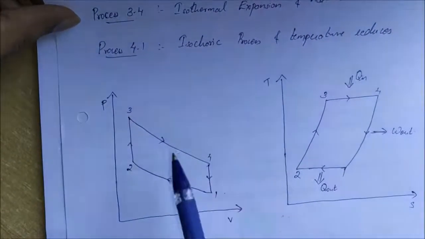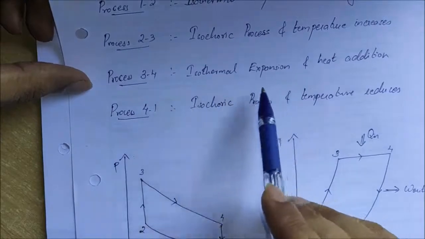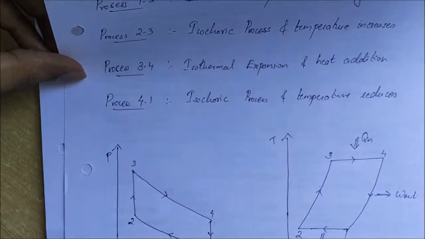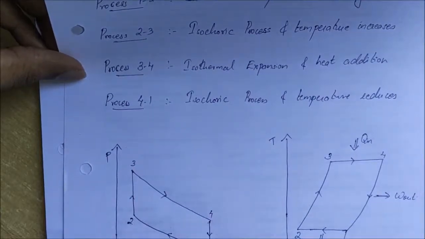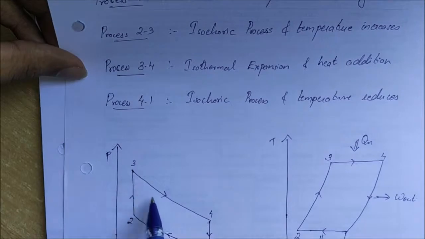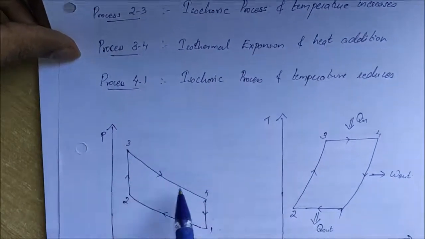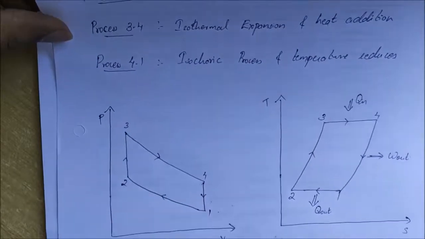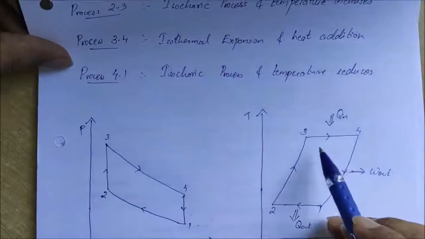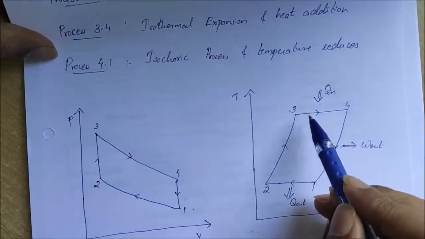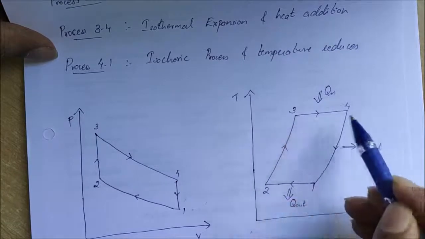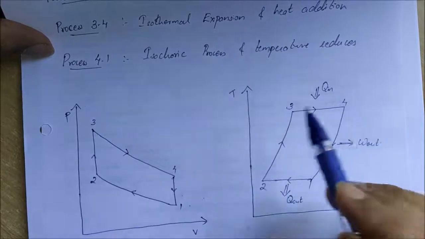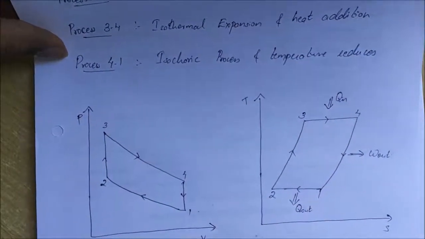Fine. And process 3 to 4 is an isothermal expansion process and basically a heat addition process. So in an expansion process, what happens? The pressure will be reducing and the volume will be increasing. So from process 3 to 4, pressure is reducing and volume is increasing. Moving on to the TS diagram, it's again an isothermal process, so it will be a straight line perpendicular to the temperature axis. This is the temperature axis, so 3 to 4 is an isothermal process.